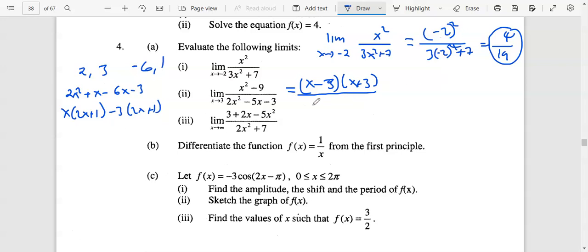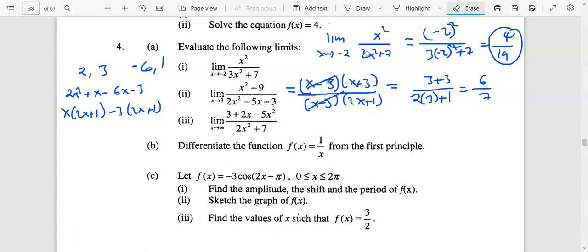Means that we're going to have (x minus 3)(2x plus 1), so that this and this cancel. Then you are going to have the limit as x approaches 3. Now we can substitute directly. Where there is x, we'll put 3. So 3 plus 3 in the numerator, and in the denominator we're going to have 2 multiplied by 3 and then plus 1, which is going to give us 6 divided by 7. So this is the limit as x approaches 3 for that one.